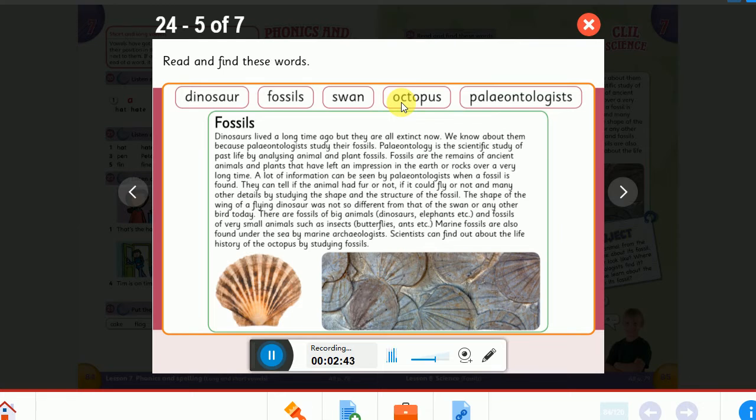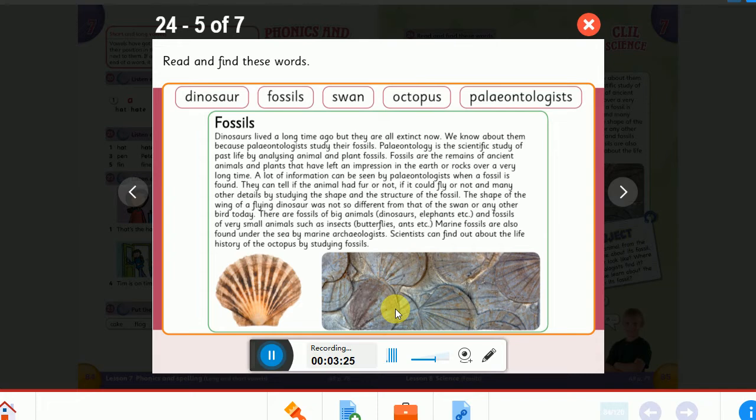The shape of the wing of a flying dinosaur was not so different from that of the swan or any other bird today. There are fossils of big animals, dinosaurs, elephants, and so on, and fossils of very small animals such as insects, butterflies, and ants, for example. Marine fossils are also found under the sea by marine archaeologists. Scientists can find out about the life history of the octopus by studying fossils. As you see in the picture, there are some shells. This one is the shell of today, and these ones on the right are fossils.